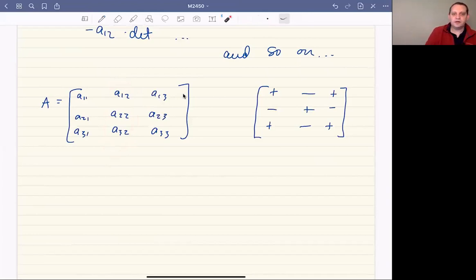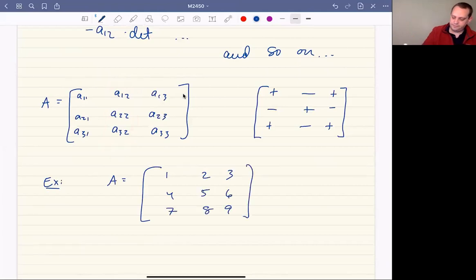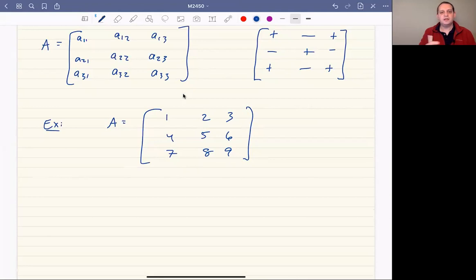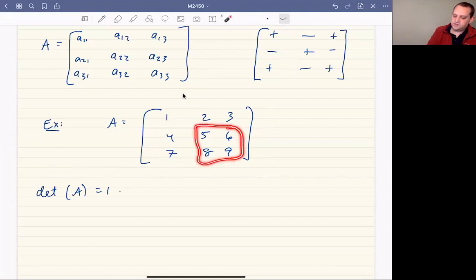And so if we were to expand, let's do it this way with a concrete example here. Let's look at the matrix A being 1, 2, 3, 4, 5, 6, 7, 8, 9. And so we can expand along the first row like we did before. So I think this is worth just writing again. As a calculation, the determinant of A is 1 times the determinant of the 2 by 2 matrix 5, 6, 8, 9.